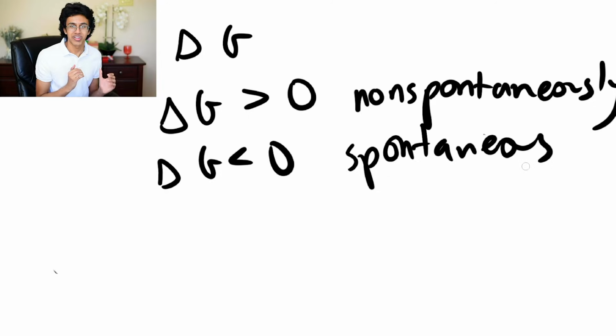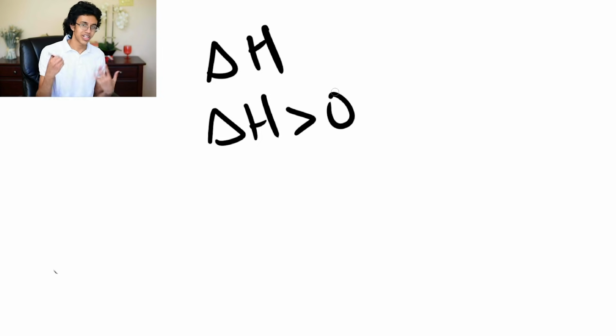It tells you whether or not something is going to happen by itself or not. Alright, then we got delta H. We know that that's our potential energy, and this makes a lot more sense, right? Because we already know what potential energy is, we know a lot of the details on how it works. But basically, delta H is greater than 0 means you're getting potential energy, right?